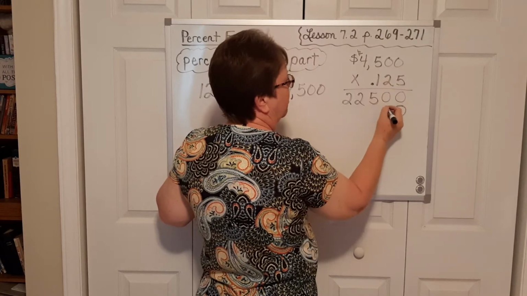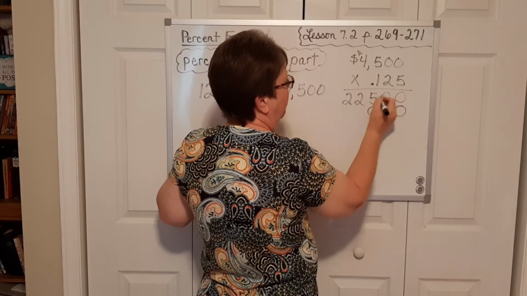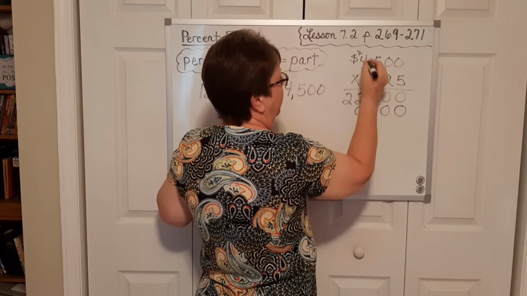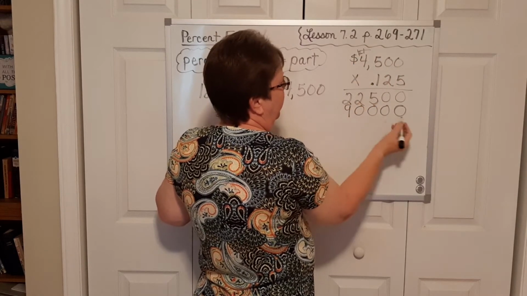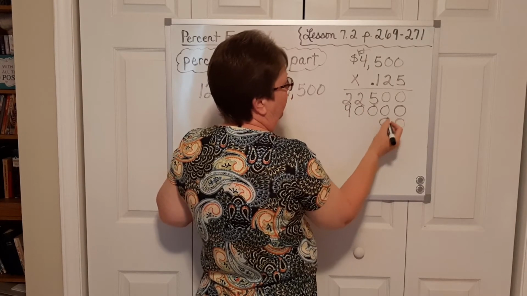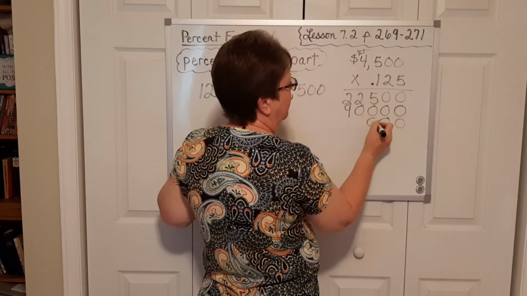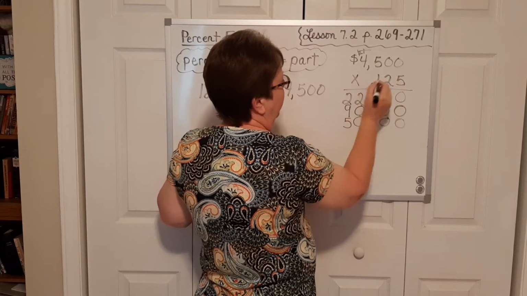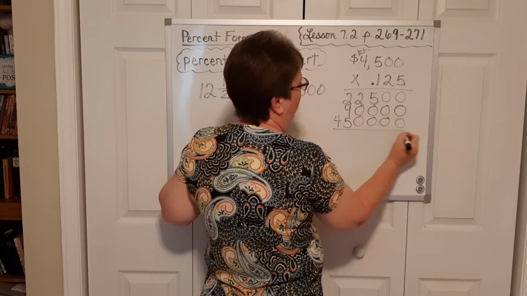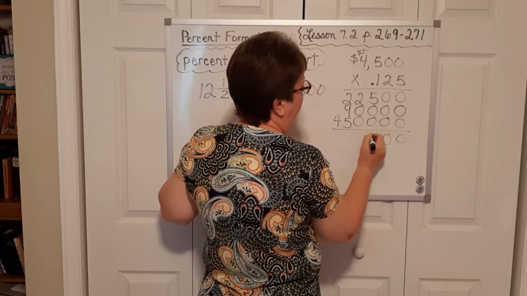Now 2 times 0 is 0. 2 times 0 is 0. 2 times 5 is 10. Write 0, carry my 1. 2 times 4 is 8, plus 1 is 9. Now 2 placeholders. 1 times 0 is 0. 1 times 0 is 0. 1 times 5 is 5. And 1 times 4 is 4. Now we're going to add.